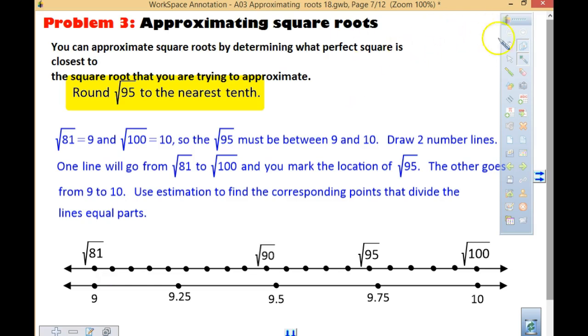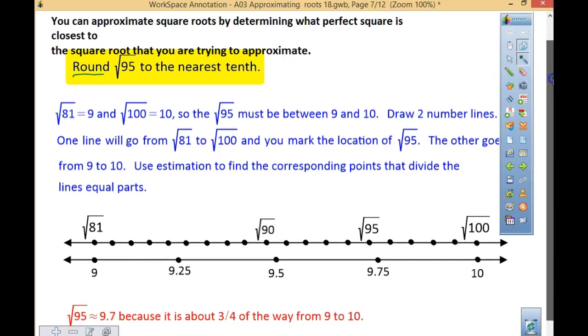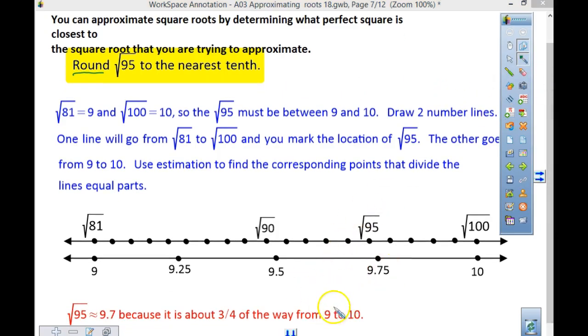So how are we going to do this for our test and in our homework tonight? You can approximate square roots by finding the 2 square roots that it's closest to and trying to approximate. So if we're going to round the square root of 95, first thing you have to think of is what are my 2 perfect squares that 95 is in between. And the square root of 81 is 9, and the square root of 100 is 10.